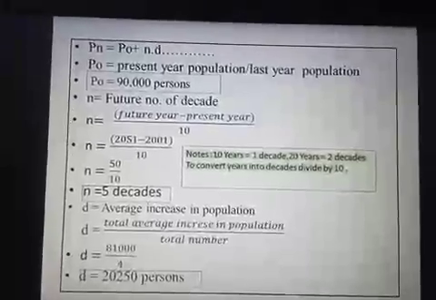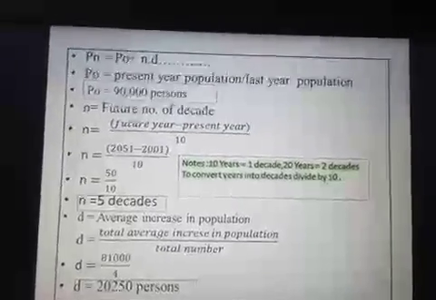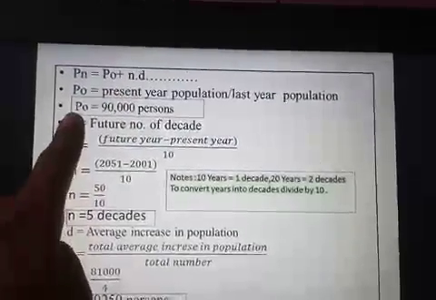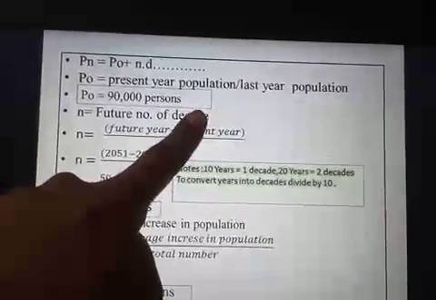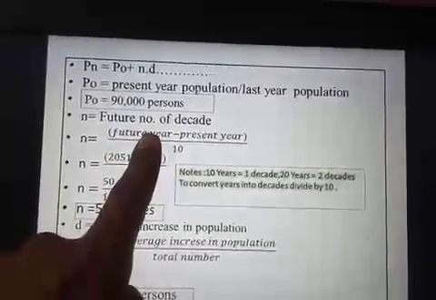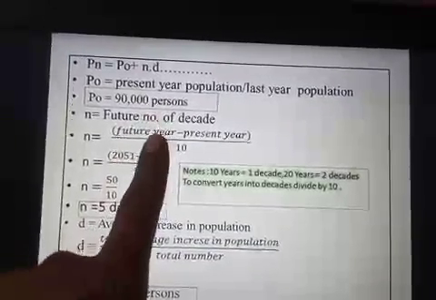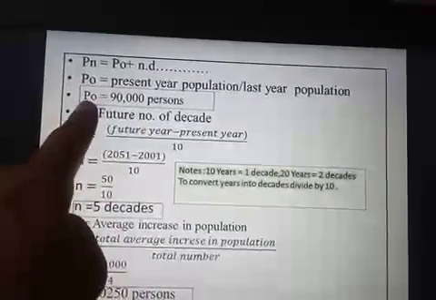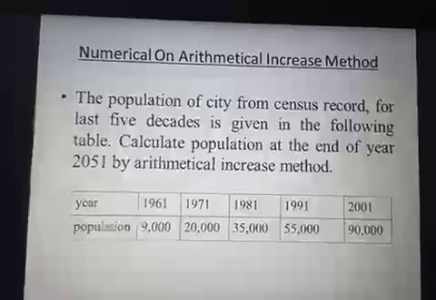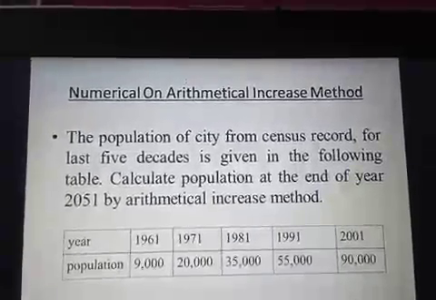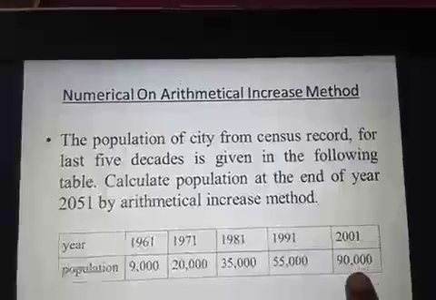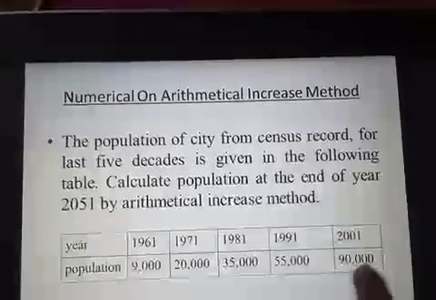To calculate the future population Pn, we need P0, which is equal to the present year population or last year population given in the last row at year 2001. P0 is 90,000, given in the numerical table. This is the last year population or present year population. This is P0.